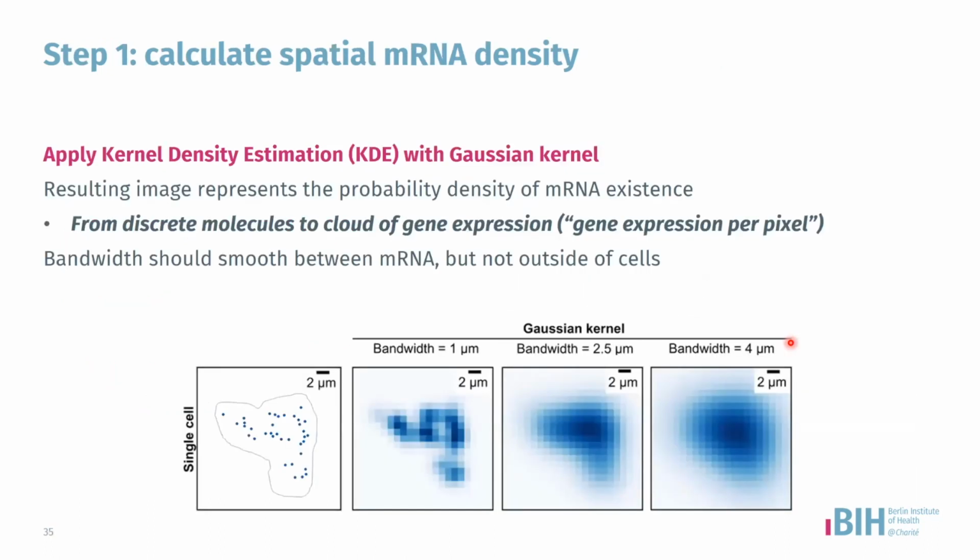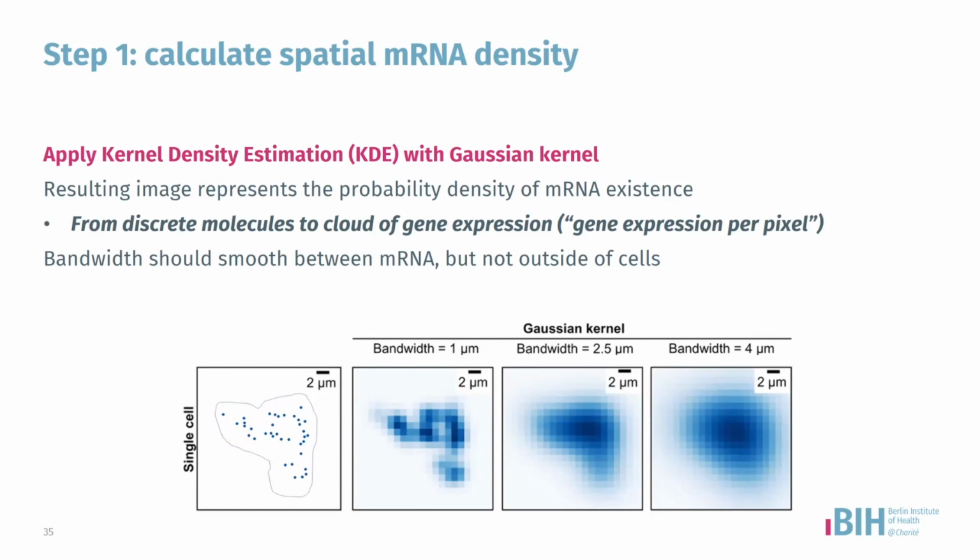In the first step, you calculate spatial mRNA density. And to do this, we use a kernel density estimation with a Gaussian kernel. This is a very popular signal processing step where essentially you smooth the image. So this changes the detection of discrete mRNA molecules into clouds of gene expression, which would represent the original cell from which they came.